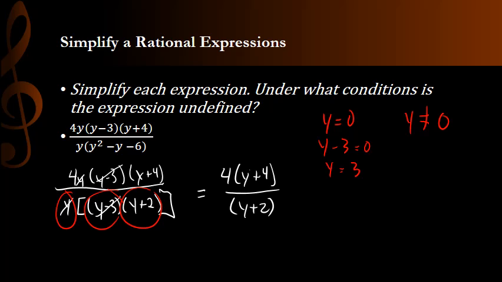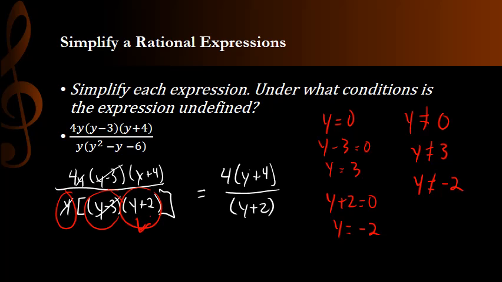So if y is equal to 3, that's going to cause this factor to be a 0, and therefore y cannot equal 3. And then we got y plus 2 equals 0, or y equals negative 2. Therefore, y cannot equal negative 2. Because again, if I plugged in negative 2 for y in this expression right here, I got negative 2 plus 2, that's 0. That makes the whole denominator 0, and that would cause it to be undefined.